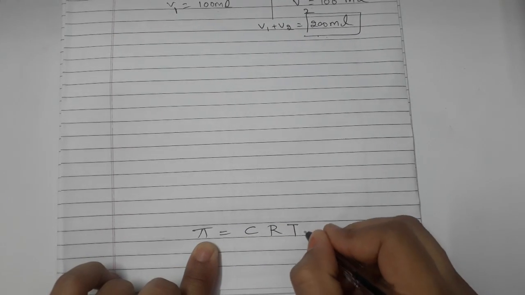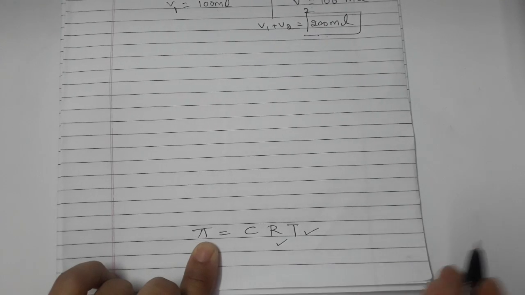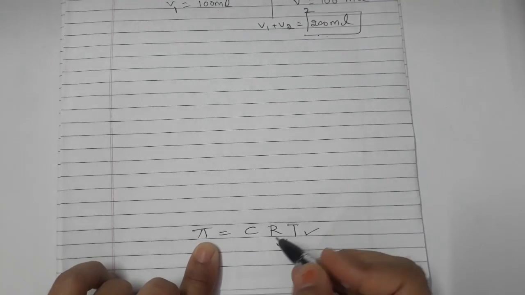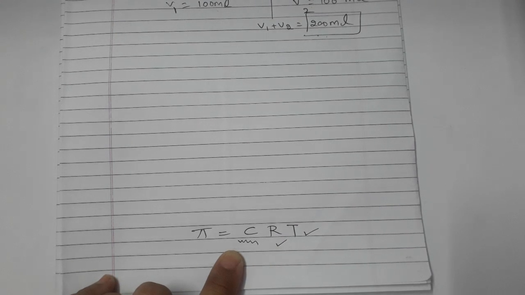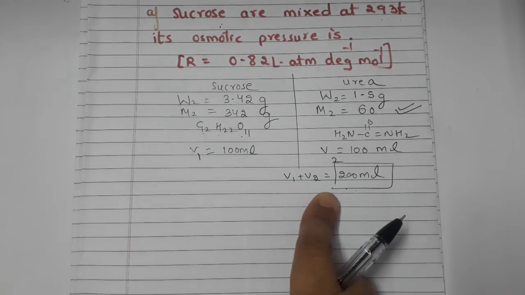Okay students, we have T with us. R value also is known, it is given also. Basically, in this numerical we have to focus on concentration: how to find out the concentration of the solution which is formed by mixing two solutions.